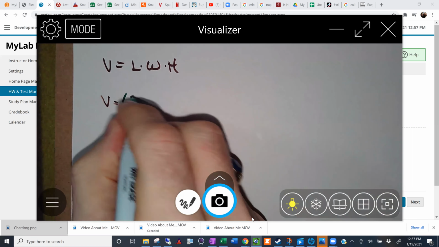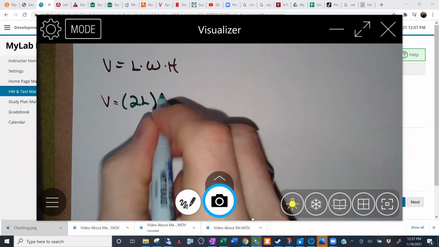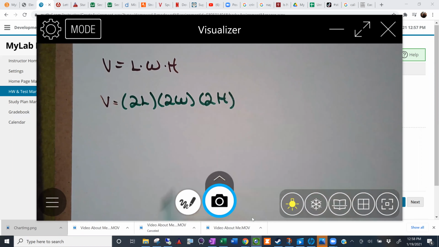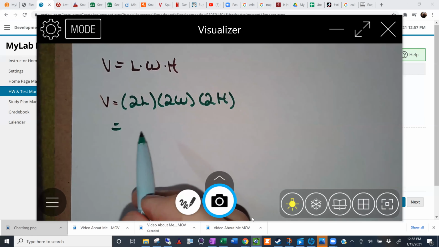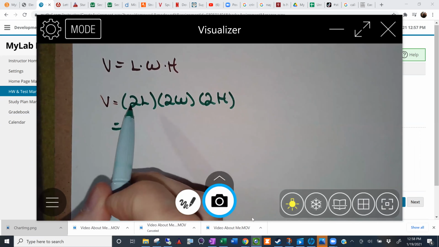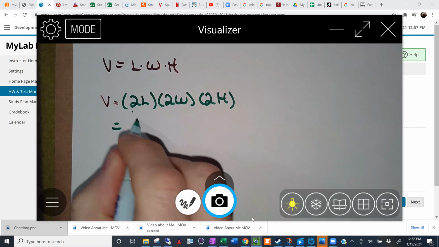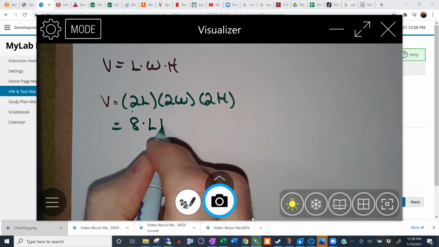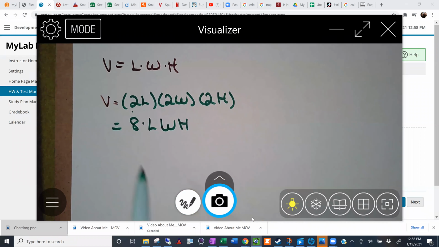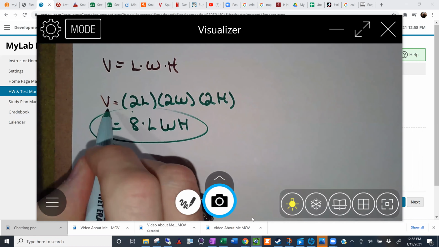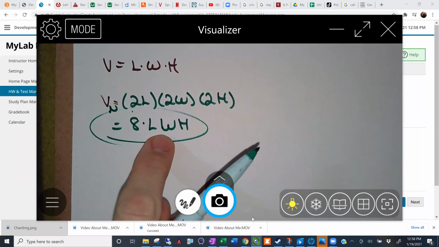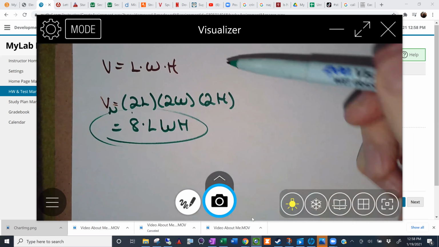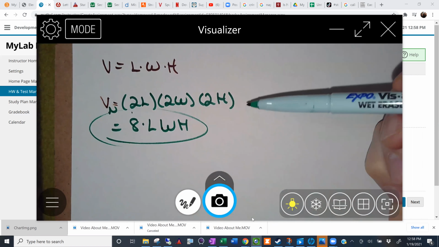I'll draw that twice as long, twice the width, and twice the height. And if you rearrange this a little bit, that's 2 times 2 times 2, that's 8, and then L times W times H. So this new volume is going to be 8 times the old one. Well, that's not exactly the twice that you were gunning for.